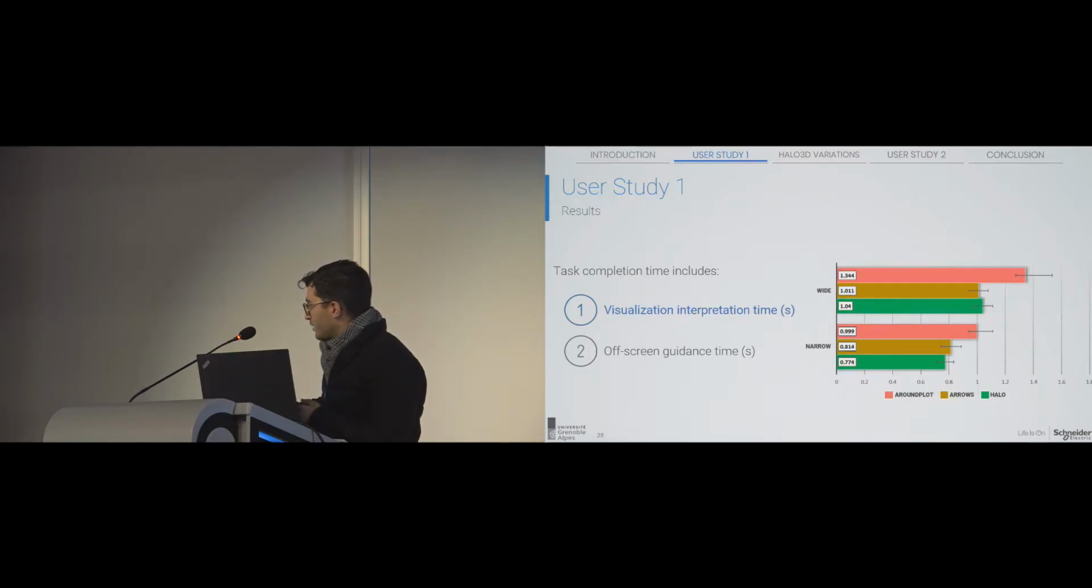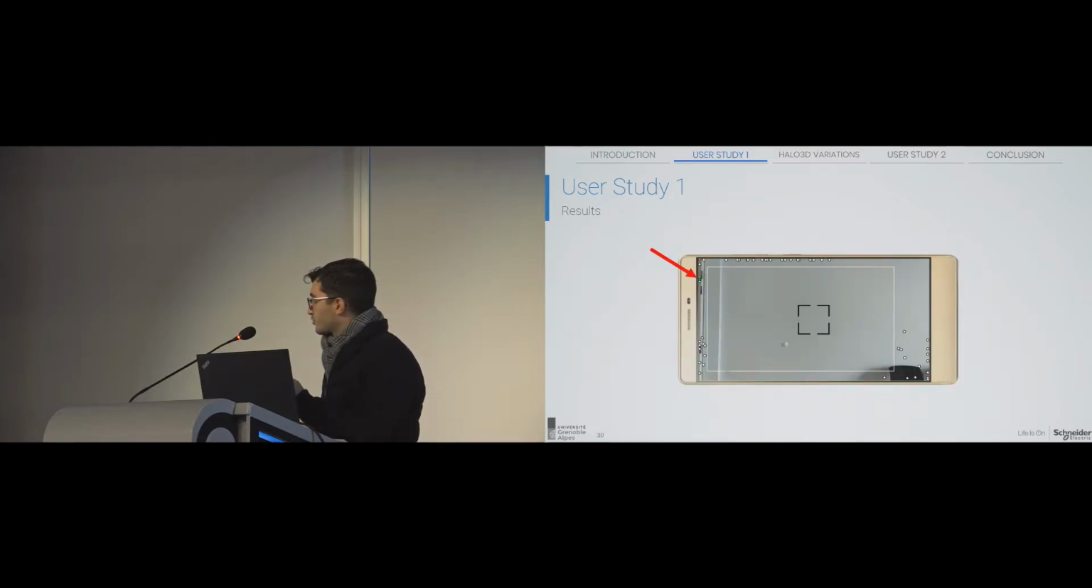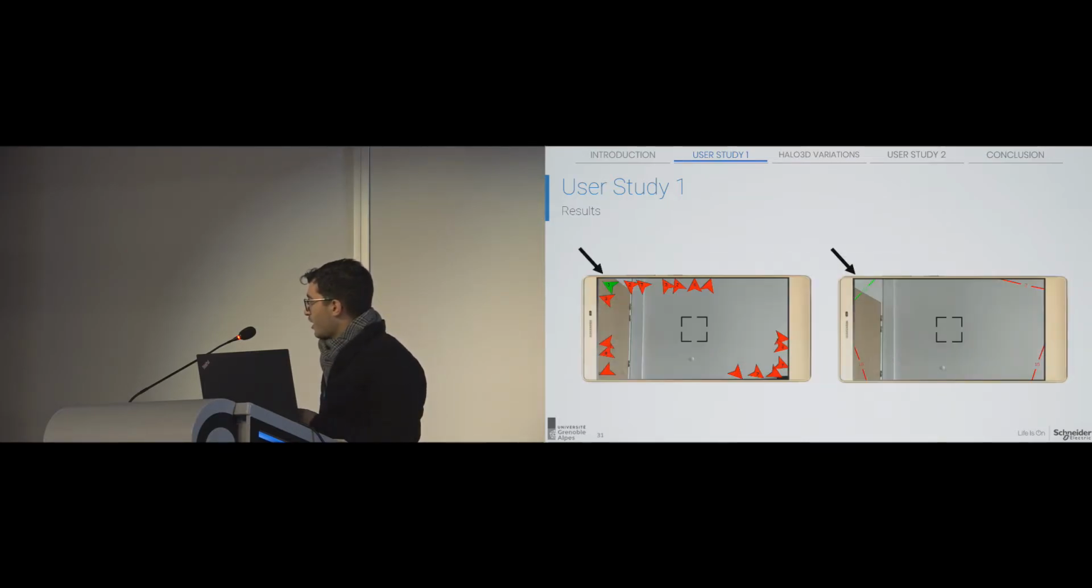If we look at the first step, you can see that statistically, users spend significantly more time trying to interpret the AroundPlot interface than the other techniques. And there are not many time differences between the arrows and the halo. This is due to the fact that the AroundPlot displays small points on screen, so it is much harder and more difficult to spot the green one, which is the target, compared to spotting a green arrow or a green circle on screen.